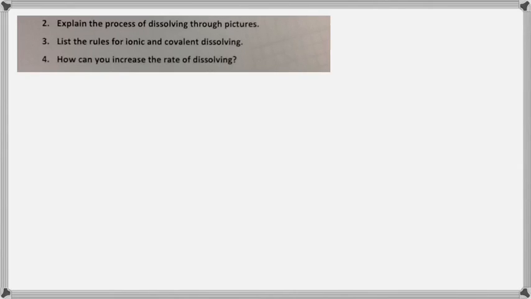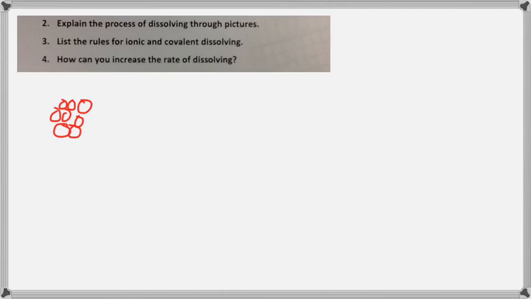This is Unit 15 for Conceptual Chemistry, the study guide, questions 2, 3, and 4. So with question 2, the question is asking for you to explain the process of dissolving through pictures. For that, you have to understand that your solute is going to be made up of a substance that is probably going to be in a crystal form or solid form. Basically, your solute is going to be kind of clumped up.